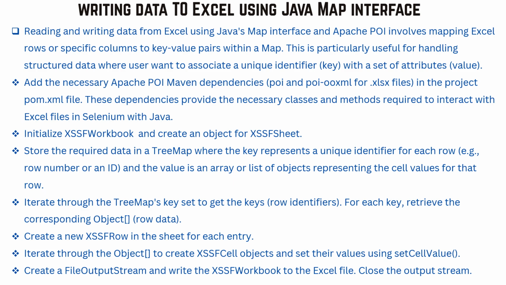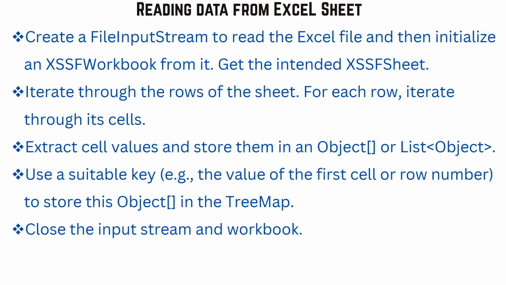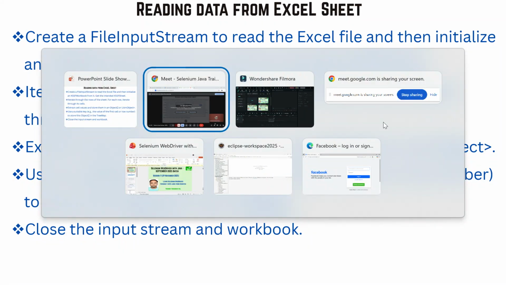Once you write the data or create the Excel sheet, if you want to read the data from the Excel sheet, you need to take the help of the FileInputStream of Java. So create a FileInputStream to read the Excel file and then initialize an XSSFWorkbook from it. Get the intended XSSFSheet. Iterate through the rows of the sheet, and for each row iterate through its cells. Extract cell values and store them in an object like a list of objects. Use a suitable key to store the object in the TreeMap. Close the input stream and workbook. So that is how you can read the data from the Excel sheet as well.